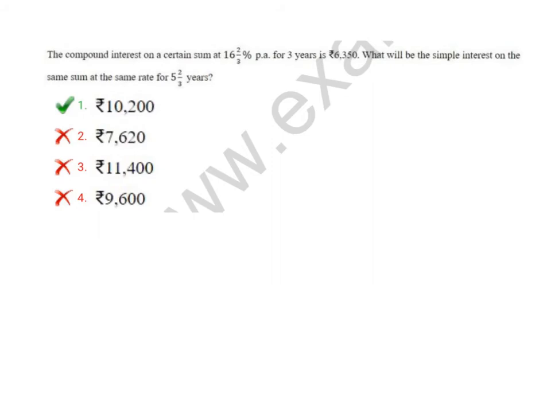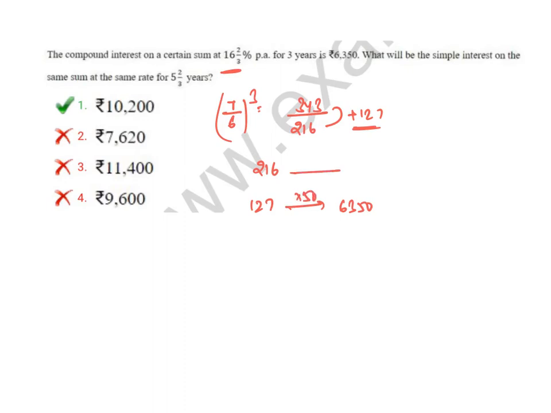The compound interest on a certain sum at 6 2/3% per annum for 3 years is 6350. The moment you know 6 2/3, that is 1 plus 1 by 6, 7 by 6. 3 years means the factor is 343 by 216. If you invest 216, you are getting how much interest? 127 interest. So that interest is 6350, which means into 50. So the sum that you have invested is into 50, that is 10,800 you are investing.